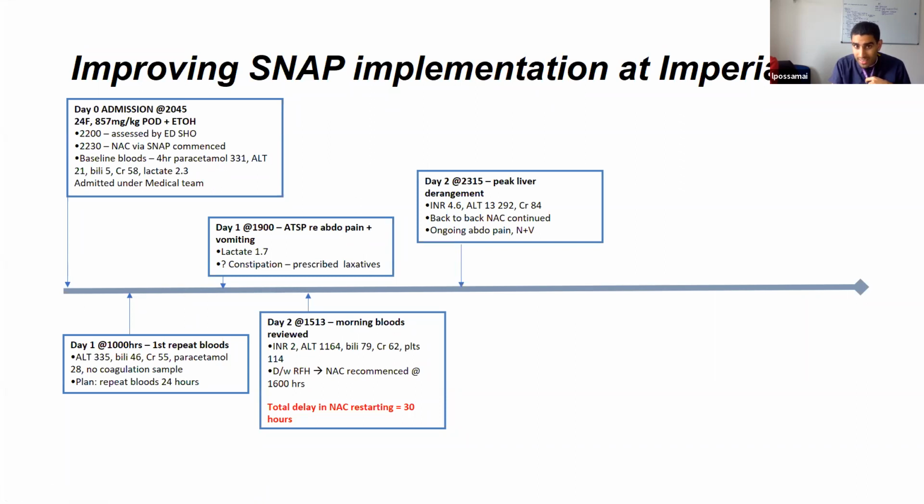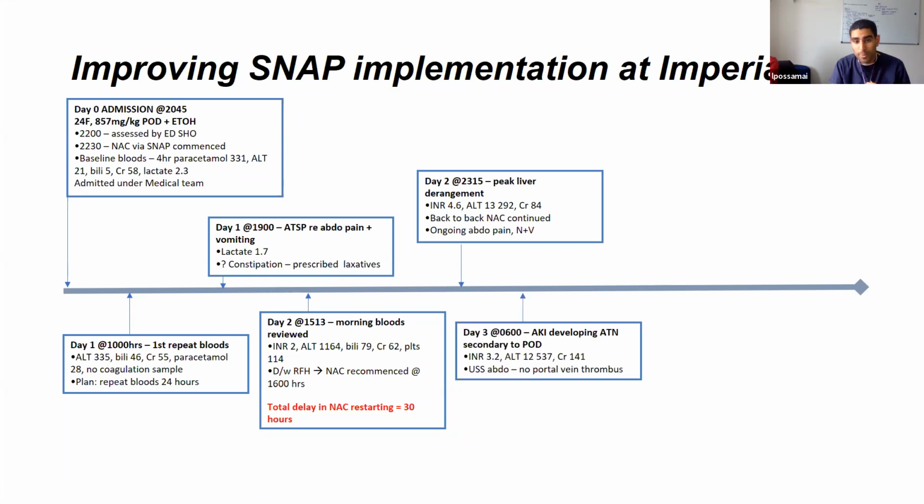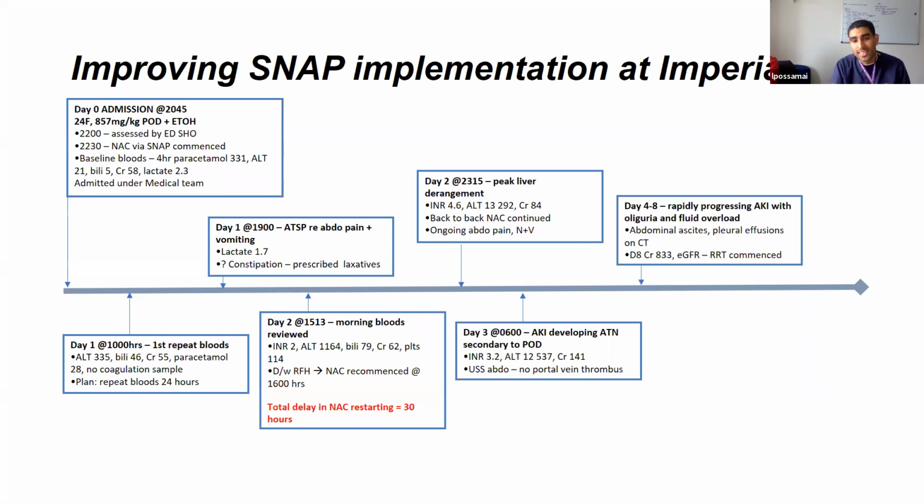Later on that evening, her liver derangement actually hit its peak. Her INR went to 4.6, ALT continued to climb, and her creatinine was now also creeping up. And by the next morning, even though her liver function was responding to continual NAC, her AKI was worsening. And that actually rapidly progressed over the next few days to the point on day 8 that she was oliguric and fluid overloaded and needed transfer to Hammersmith for renal replacement therapy.